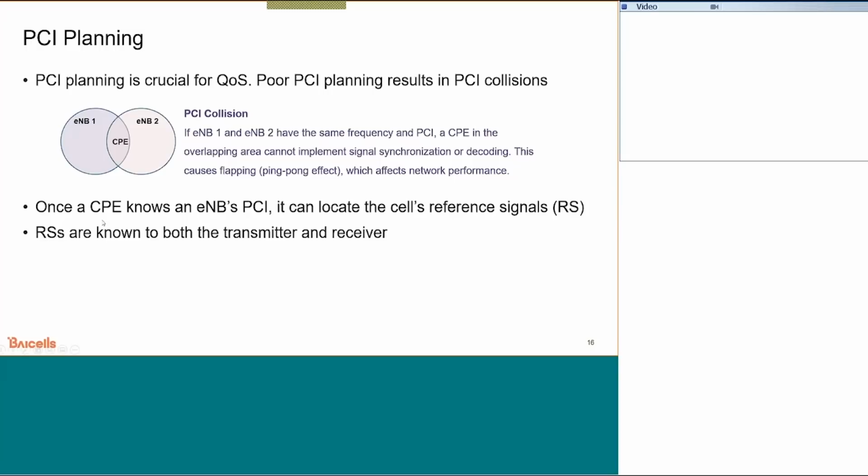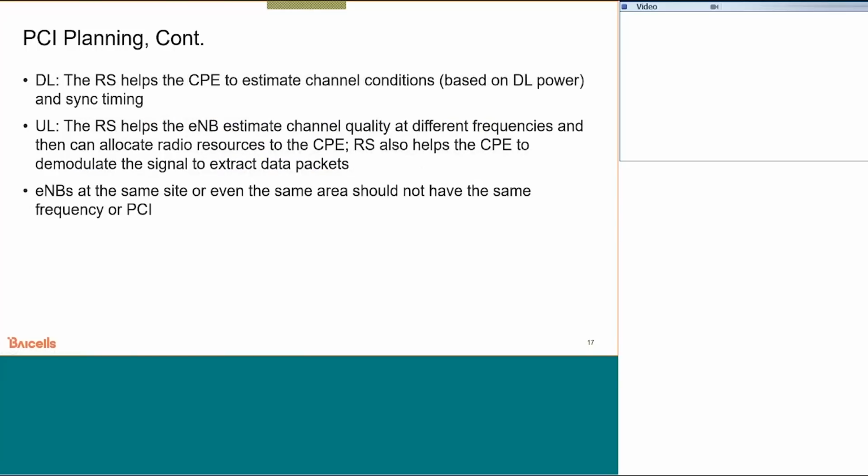Once the CPE knows the HaloB's PCI, it can locate the reference signal, and the reference signals are known to both the transmitter and receiver, and it will use this information to start the attach process. For downlink, the reference signal helps the CPE estimate channel conditions. It can also use it to calculate your interference levels as well. We'll go over that a bit later. Uplink, the RS estimates channel quality and allocates resources to the CPE.